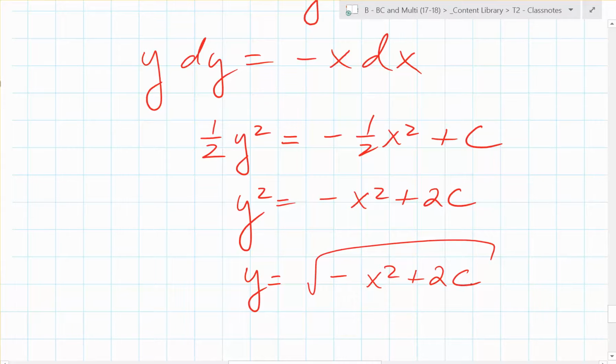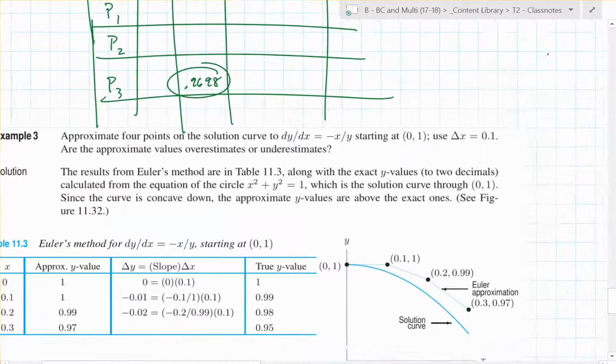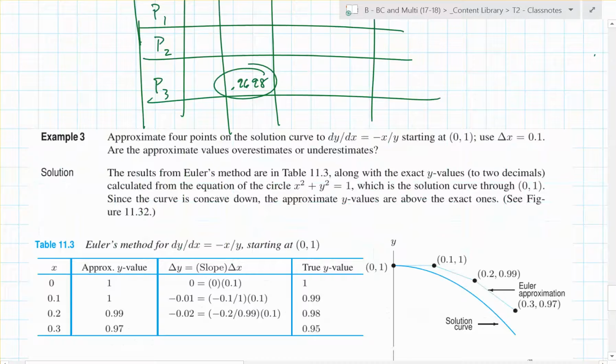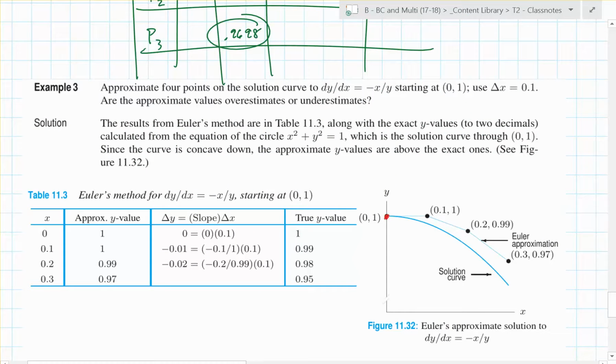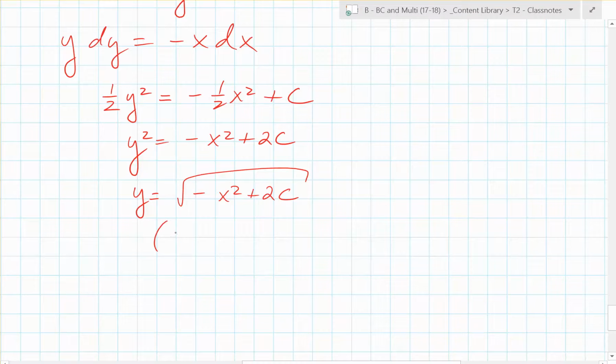Okay, so we could use that. So what do we end up with? We end up with this curve right here. How do we know it goes through that curve right there? What does it tell you? We want to anchor it to that point right there. So we need to solve for what? C, right? What point does it go through? 0, 1. So what do we plug in here?